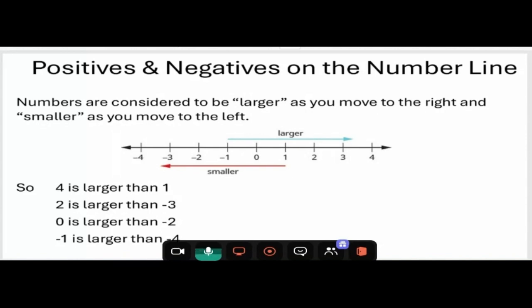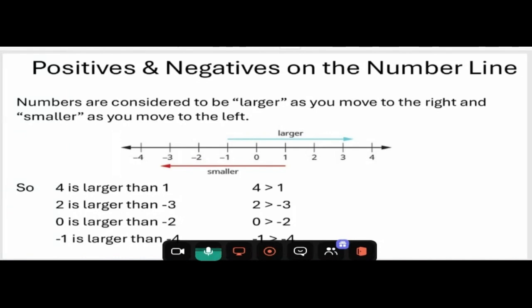0, how can 0 be bigger than anything? Well, it is. 0 is bigger than negative 2, for example, because 0 is to the right. 0 is bigger than any negative number. Negative 1 here is bigger than negative 4, because negative 1 is to the right on the number line. And there's how we could write that with our greater than signs. 4 is greater than 1, 2 is greater than negative 3, 0 is greater than negative 2, and negative 1 is greater than negative 4.